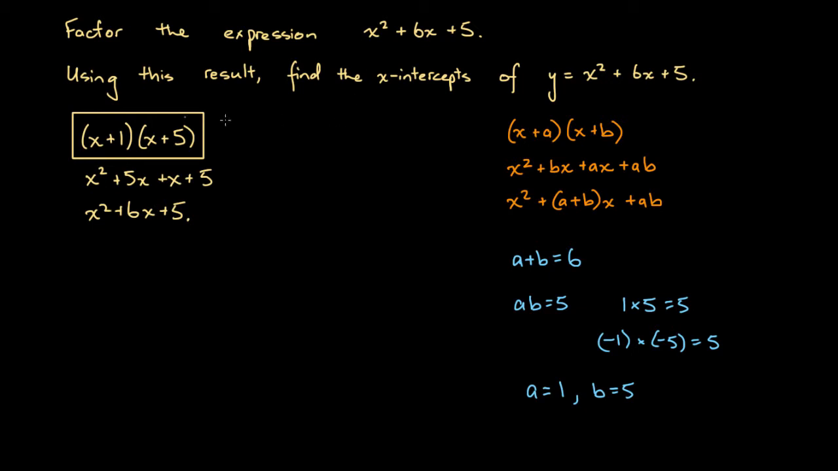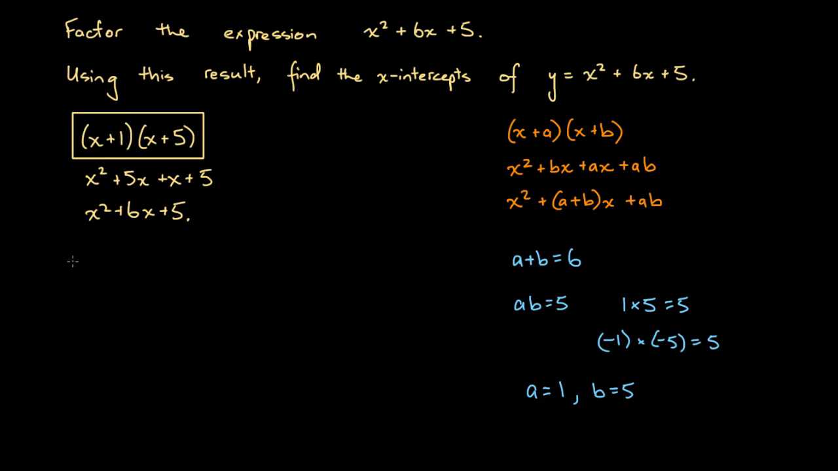Okay, let's consider the second part of this question. Using this result, find the x-intercepts of y equals x squared plus 6x plus 5. And this expression here represents a quadratic function. So it's asked us to use this result to find the x-intercepts. Well, let's recall what the x-intercepts are.